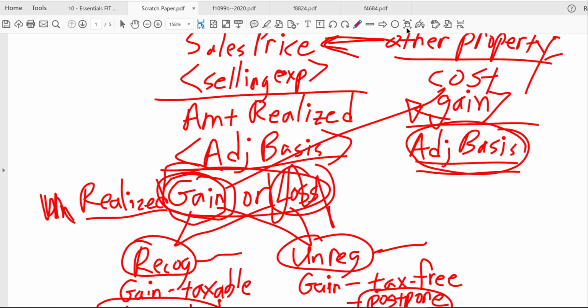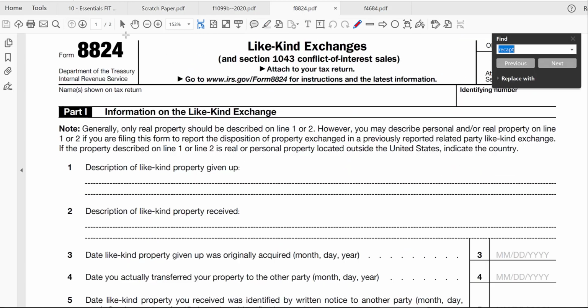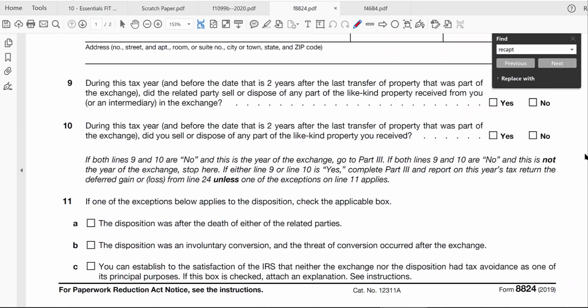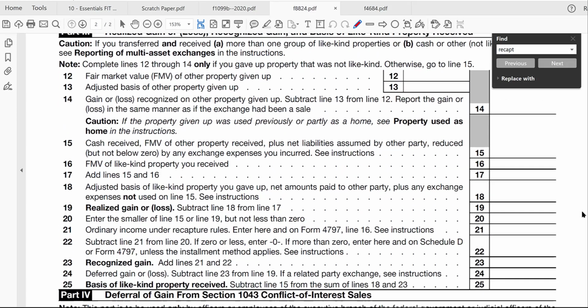Now, the form you would use to report what we call a like-kind exchange is this 8824. So here's a description of the property that you're giving up. And here's the description of the property you're receiving. And basically you go through that gain and loss formula here on the back side of the form, eventually figuring out the gain. Again, we don't want any losses here because we want to deduct the loss.